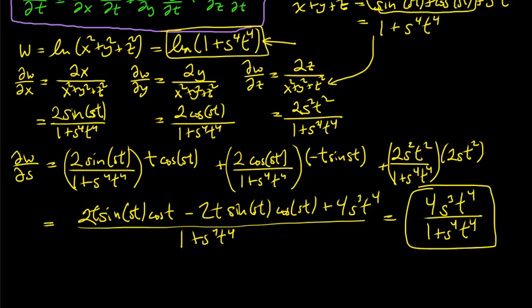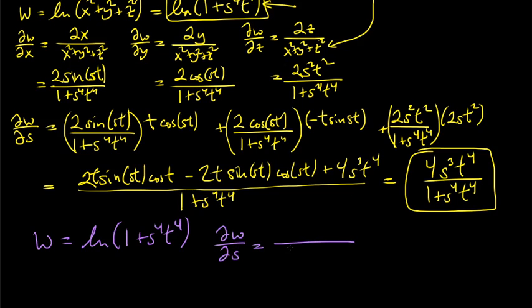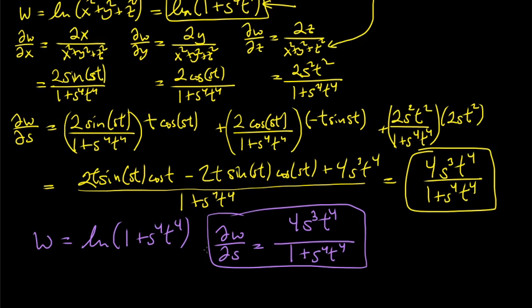Right. And just to show you that this would have been really easy if you just did this directly. After all, w is just natural log of 1 plus s to the 4 t to the 4. So the partial of w with respect to s is just going to be 1 over 1 plus s to the 4th t to the 4th times the derivative of s to the 4th t to the 4th, which is 4s cubed t to the 4th. So much faster to do it that way.